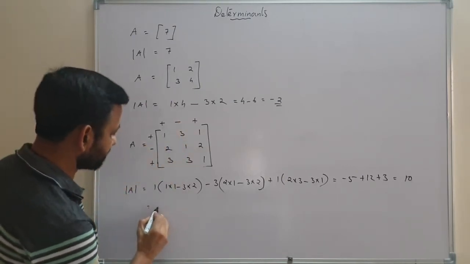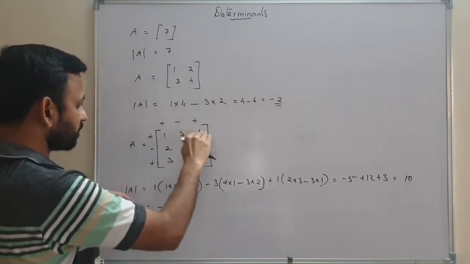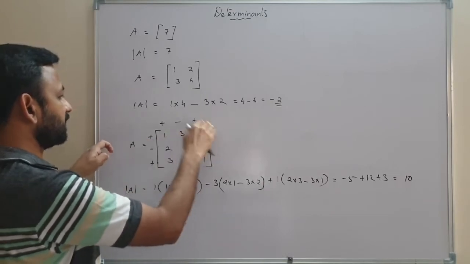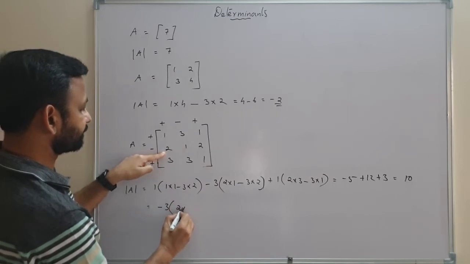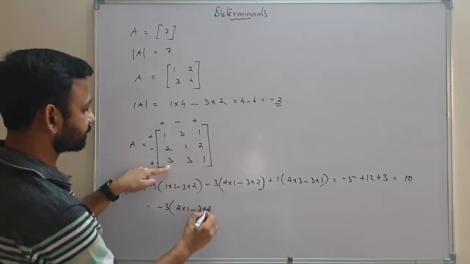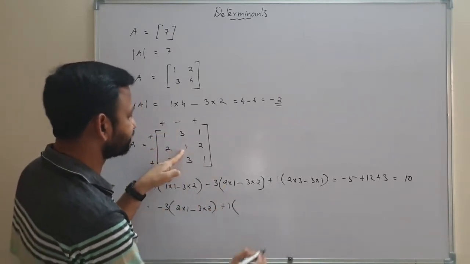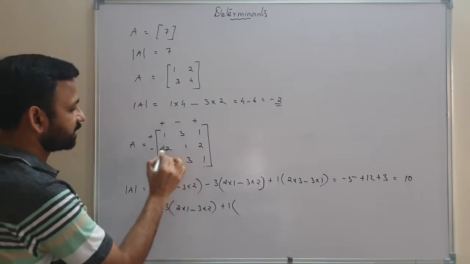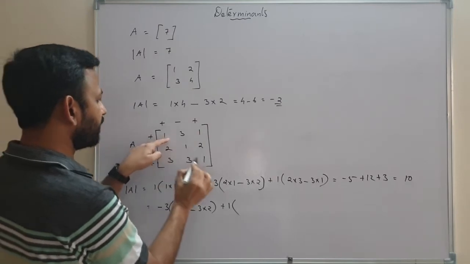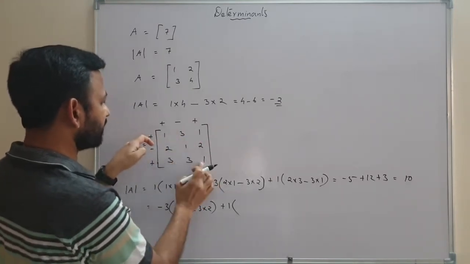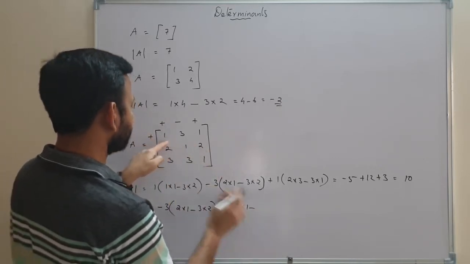So negative sign first. Then the number will be 3. 3 is from the first row and 3 is from the second column. Here, the diagonal-wise product is 2 into 1 minus 3 into 2. Negative sign, then the next sign is positive, number 1 in bracket. 1 is from the second row, 1 is from the second column. Delete, delete. We have 1, 1, 3, 1 left. So 1 into 1 minus 3 into 1.